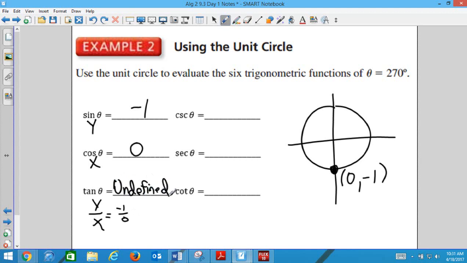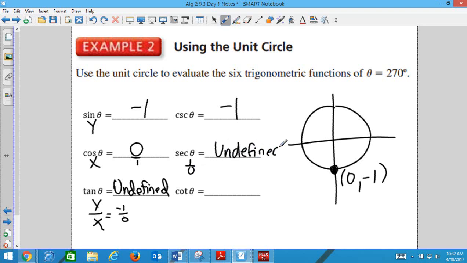You write undefined. Can we abbreviate that? No. There's no r in undefined. For cosecant, you just flip negative 1, and when you flip negative 1, we still get negative 1. Secant: what happens if you flip 0? 0 is currently over what number? 1. So when I flip that and get 1 over 0, what do I have here? Undefined.